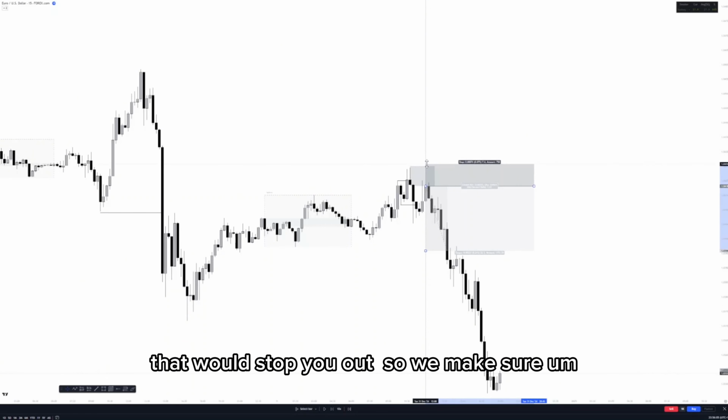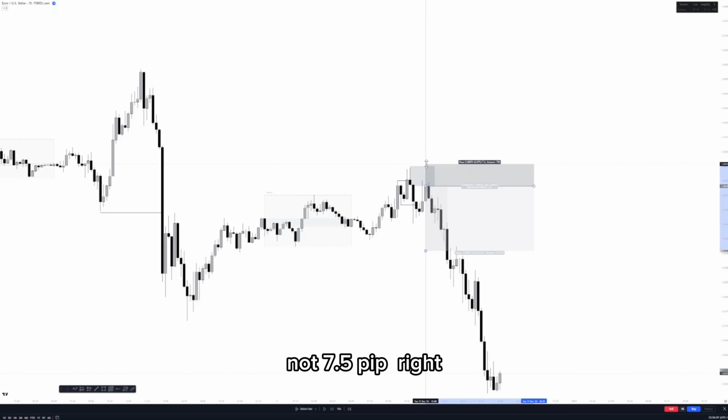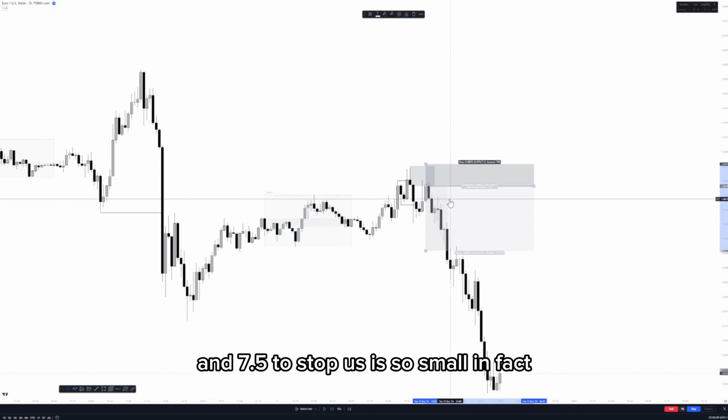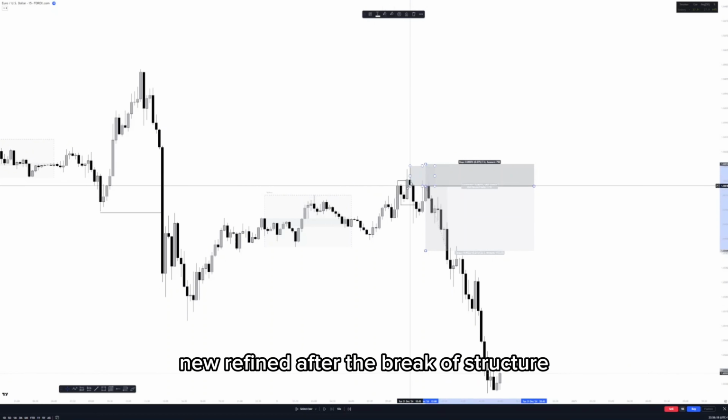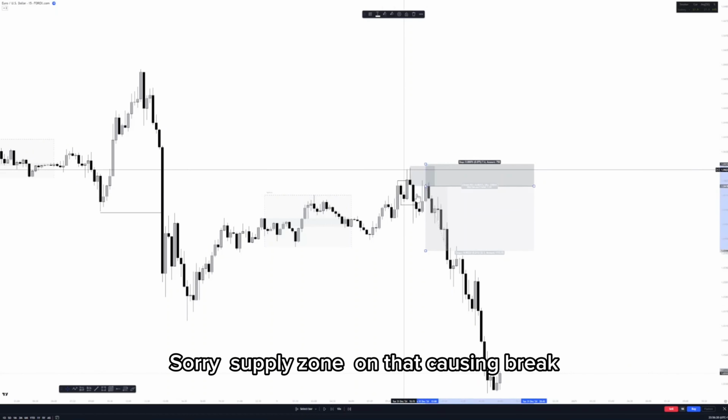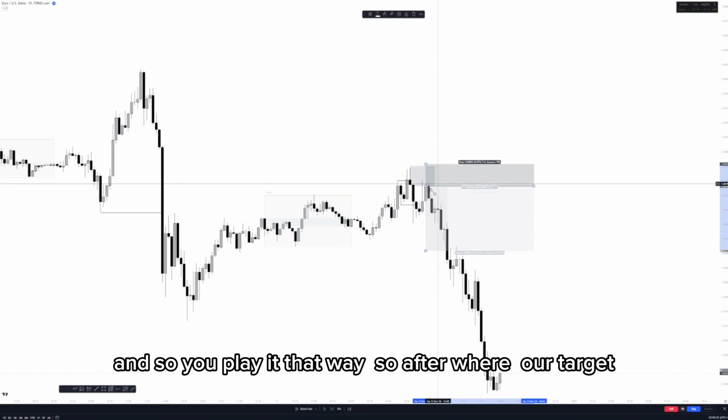So we make sure the stop loss is not 7.5 pip, right? And a 7.5 pip stop loss is so small. In fact, it's small because of the way we refined after the break of structure, you look for that demand supply zone that caused the break, and you play it that way.